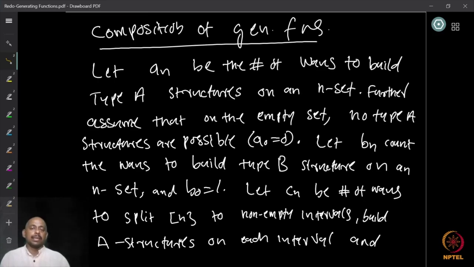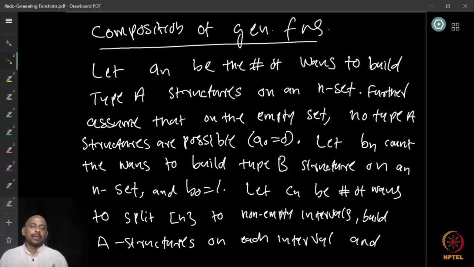So what we will do is that we will assume that A0 is 0, right? So on an empty set, you cannot make any structure of type A. Then Bn, let's say, denotes the number of ways to build a type B structure on an n element set, and B0 is 1. So this assumption is not strictly necessary, but it will be good for us. The B0 equal to 1 is not really necessary, but A0 equal to 0 is strictly needed.